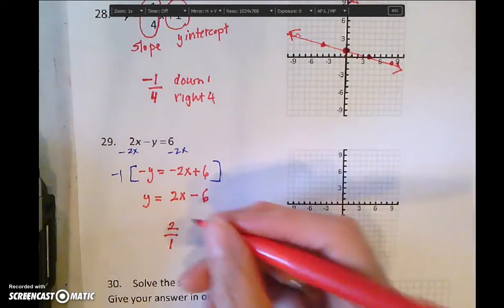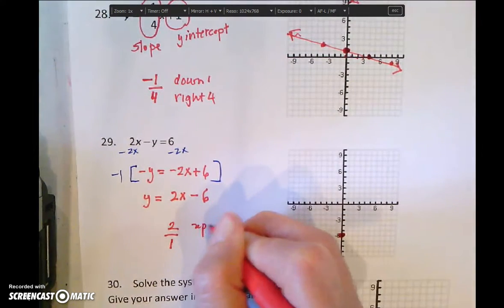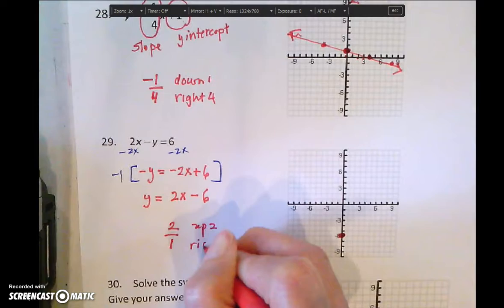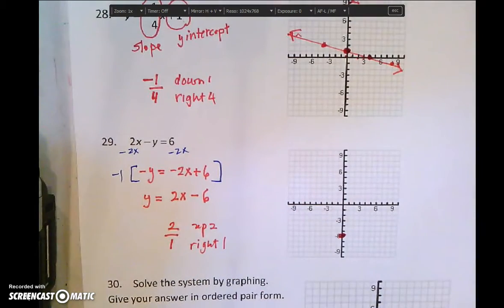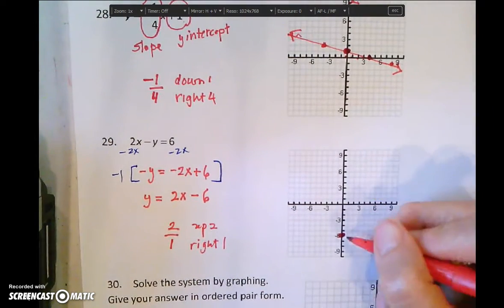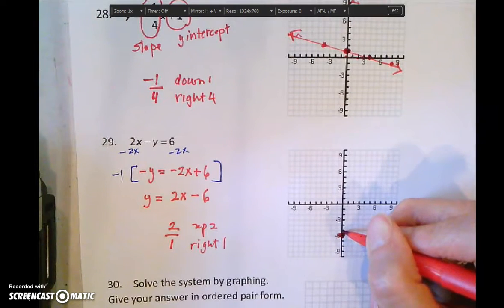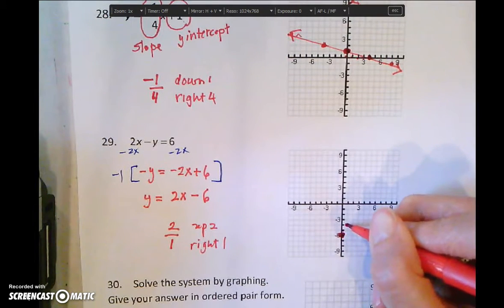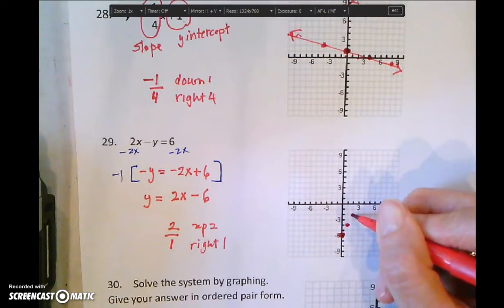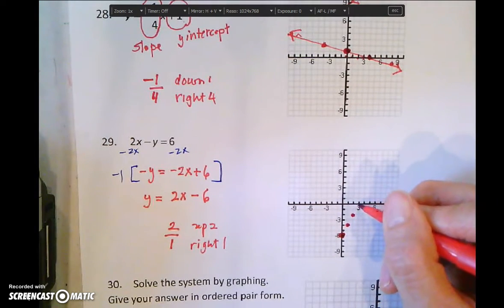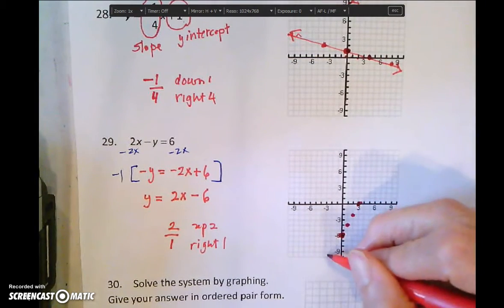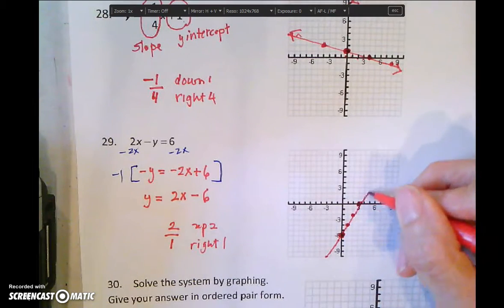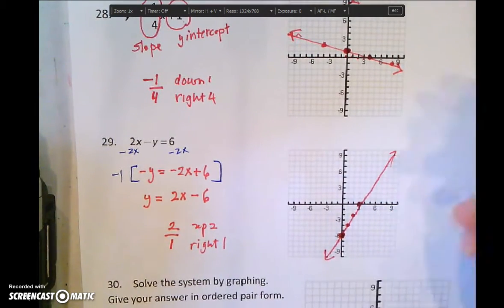So 2 over 1. That means that I'm going to go up 2 and then right 1 to plot our next point. So from our y-intercept, I'm going to go up 1, 2, and to the right 1, up 1, 2, to the right 1, up 1, 2, and to the right 1. And then I will connect those carefully, and make my line right there.